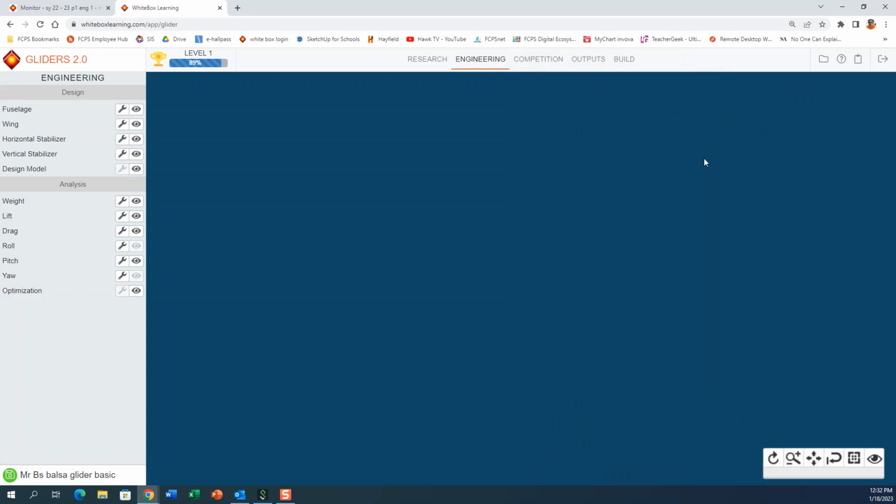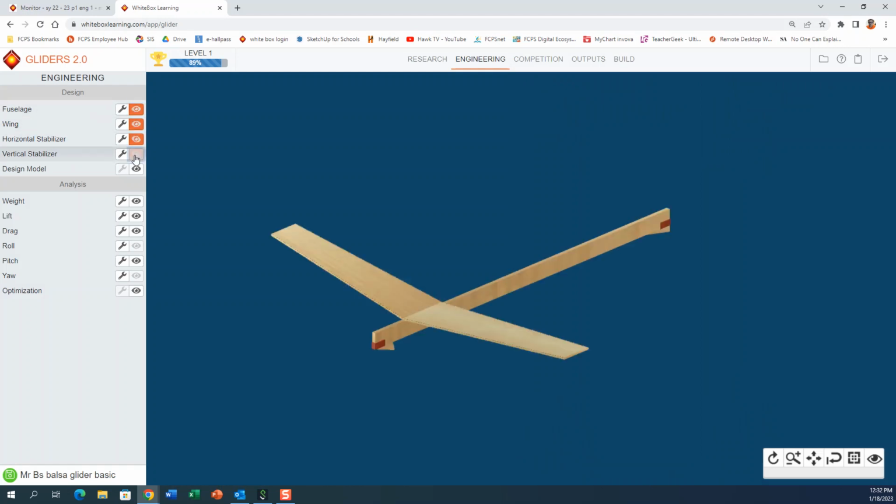Okay, so what does the default glider look like? As you know, Whitebox gives you a default design. Click on all the little view symbols except for the one that says design model. That one just gets annoying and in the way, okay? There you go. That's what it gives you. Now, is this glider any good? Are the base designs that Whitebox gives you usually any good? No, they're not.